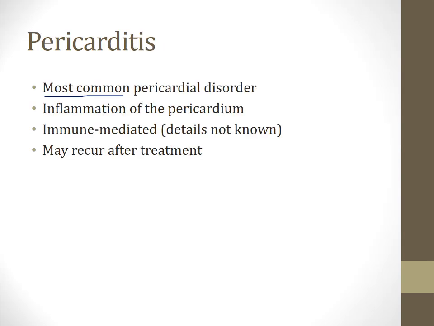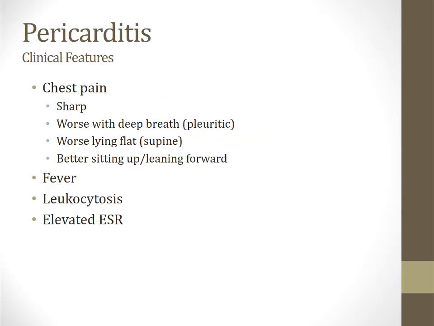Pericarditis is the most common pericardial disorder, and as the name implies, it involves inflammation of the pericardium. This is an autoimmune process. It's an immune-mediated attack on the pericardium. The triggers and the details are poorly understood, and in some cases after treatment, pericarditis recurs, and this is obviously called recurrent pericarditis. Pericarditis is usually benign, and the most important thing to do with pericarditis is distinguish it from coronary disease and other serious cardiovascular disorders.